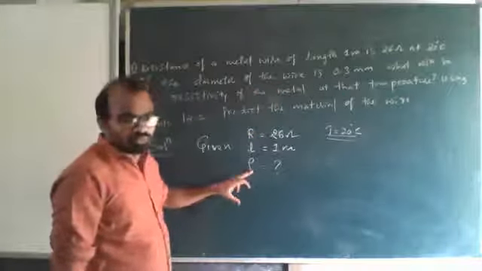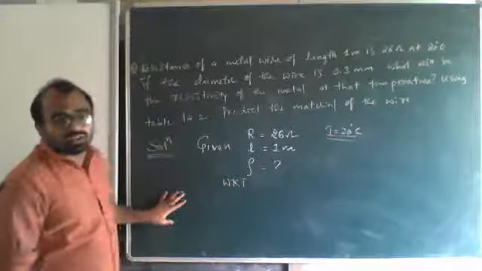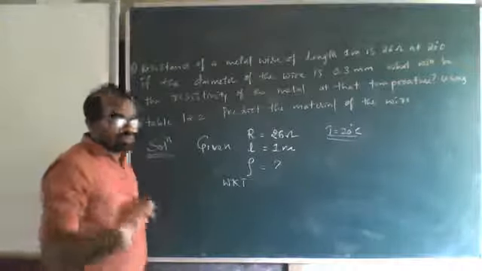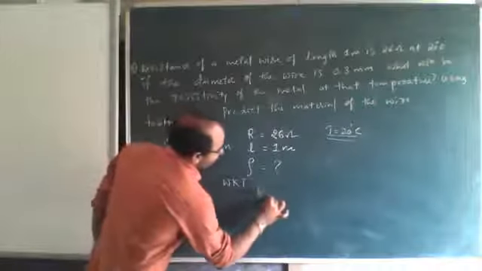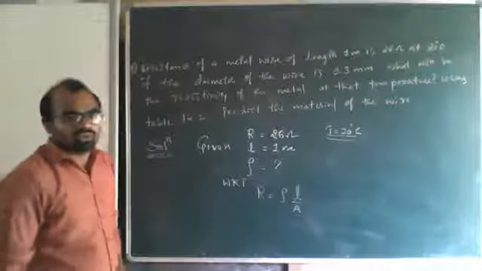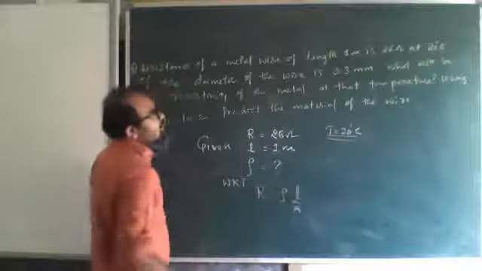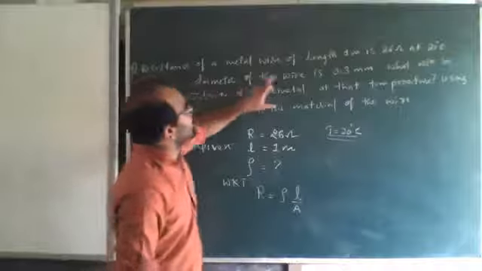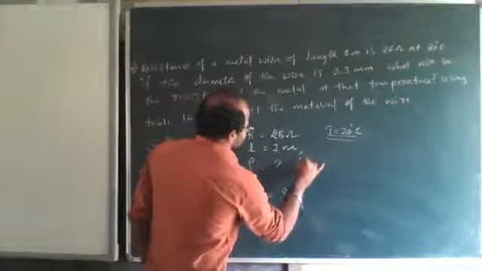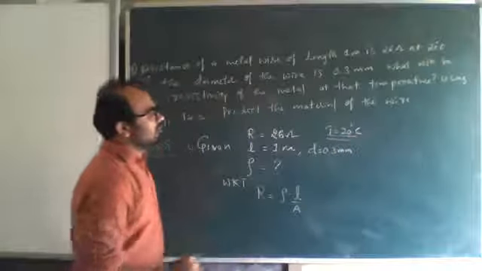Resistivity means rho. So we know which formula should be used. I have written 4 formulas in the last class. You have to perfect those formulas. In the fourth formula, R is equal to rho into L by A. But I want only rho. One thing we should not forget here: the diameter of the wire is 0.3 mm, so write down that one also. Diameter is 0.3 mm.